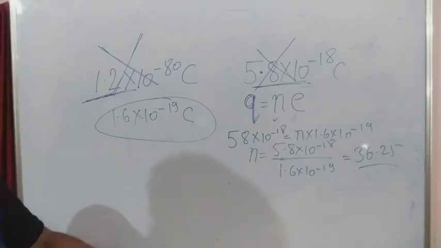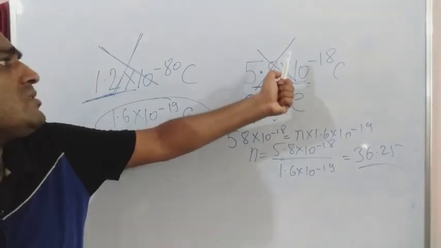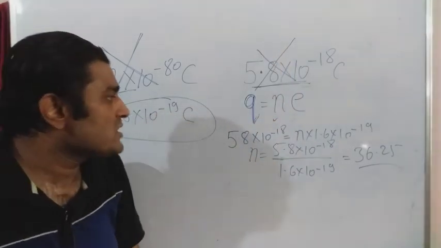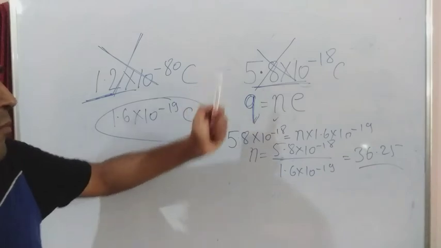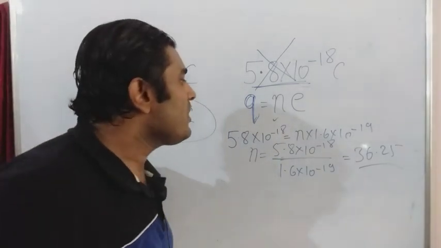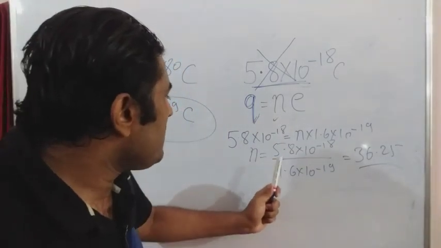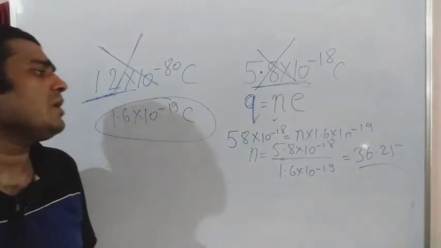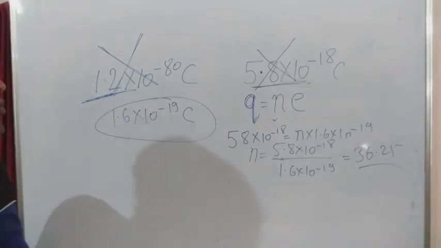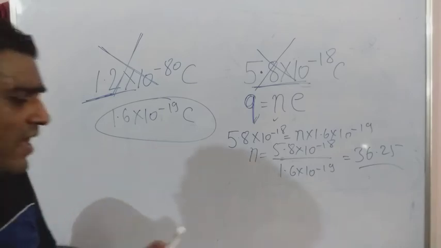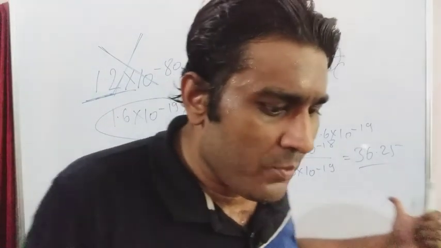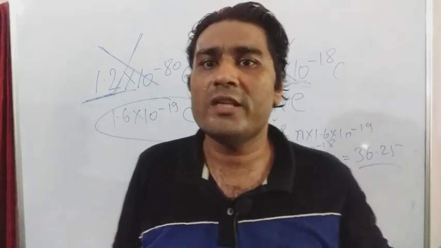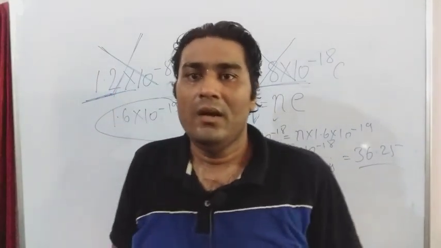The point here is that this amount of charge is not possible, because the value that has come out is 36.25. We have calculated the value and it comes to be 36.25, which is not an integer. So this one is not a charge.